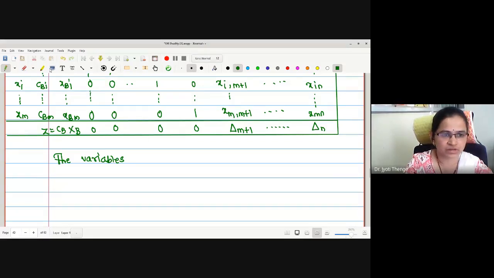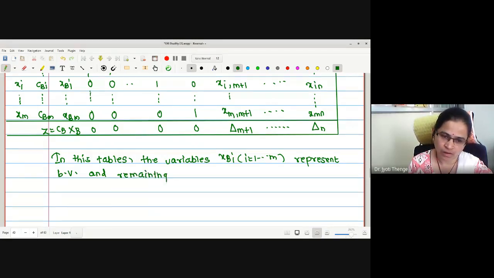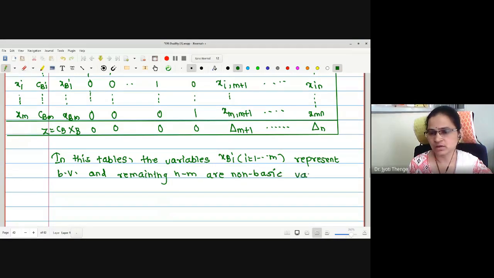XB in this table. In this table, the variables xbi, i equals 1 to m, represent basic variables, and the remaining n minus m are non-basic variables.